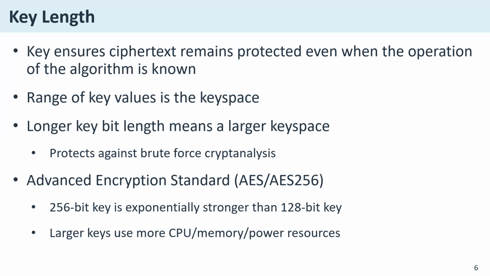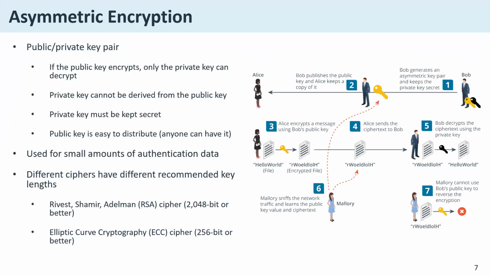You use a symmetric key. Okay, let's look at asymmetric encryption. Here you're going to have a public key and a private key. If the public key encrypts, only the private key can decrypt. So you don't open with the same key. The private key cannot be derived from the public key. The private key must be kept secret.